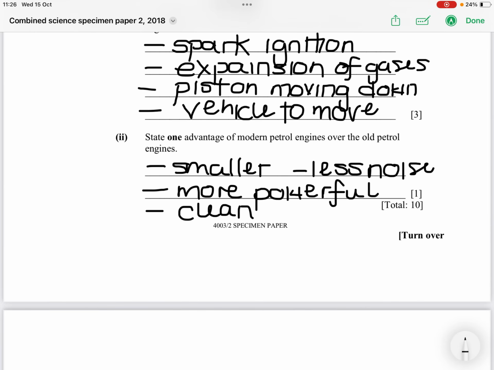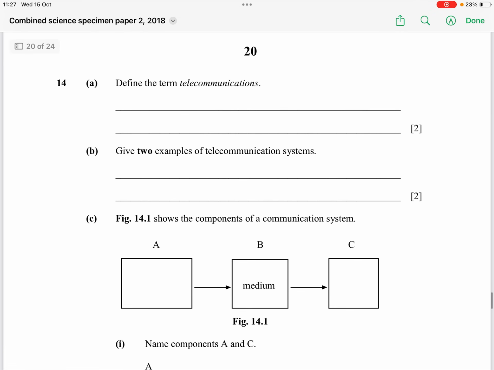They are also clean. They don't emit the gases more. The modern engines are much smarter, smaller, more powerful, more efficient than the older engines. So that was all about number 13. We are about to finish off the paper. We are now on telecommunication.